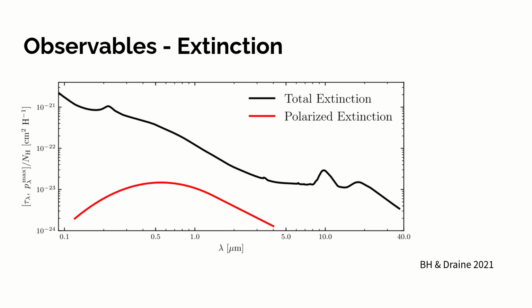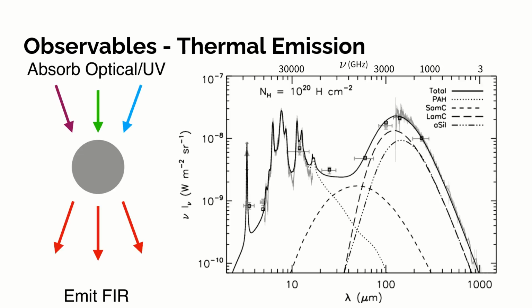There are two main observables when it comes to dust. The first being extinction, which is shown here as compiled by Hensley and Draine in their 2021 paper. You can see that the total extinction is significantly stronger than the polarized extinction, and that the total extinction has some characteristic lines due to the composition of the dust.